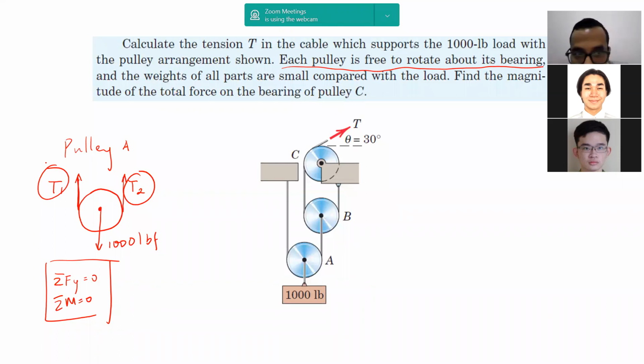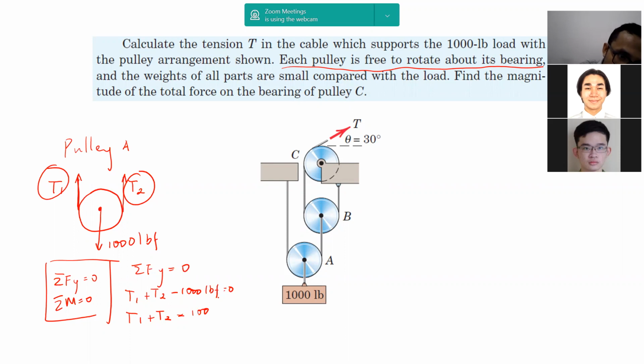Now try to solve it, Mario. Try to solve it using sigma Fy equal to 0 first. What will you have there? Going up positive, T1 plus T2 minus 1000 lbf is equal to 0. From this, we will get T1 plus T2 equal to 1000 lbf, right?